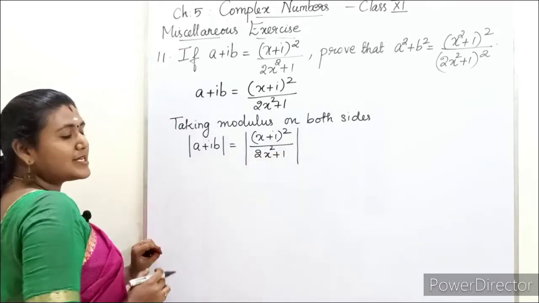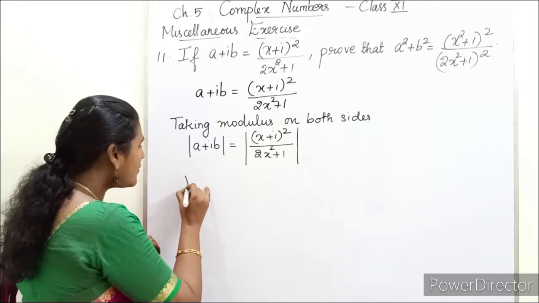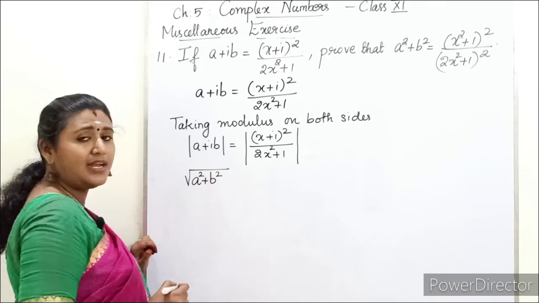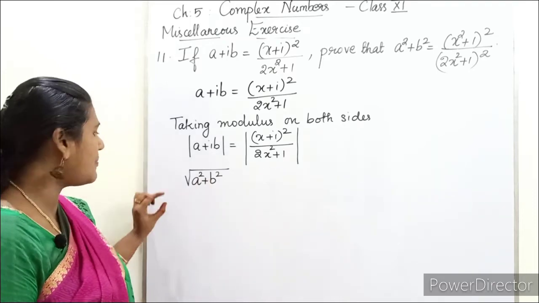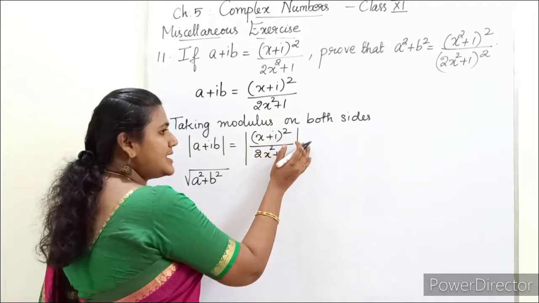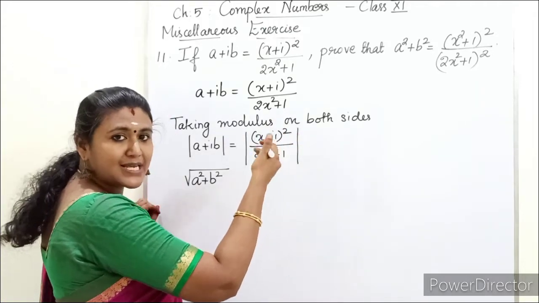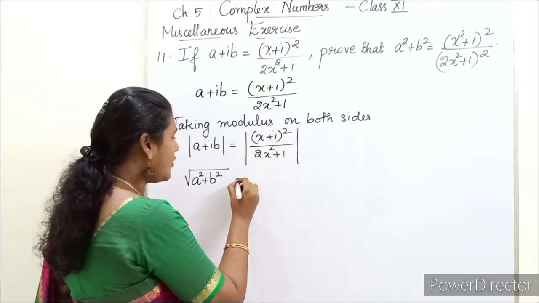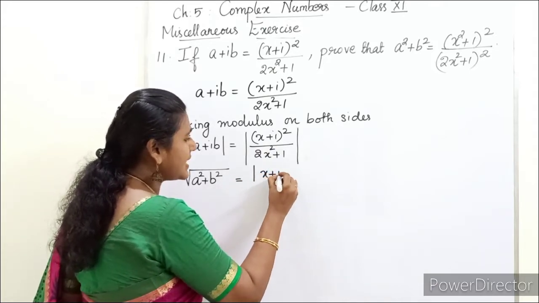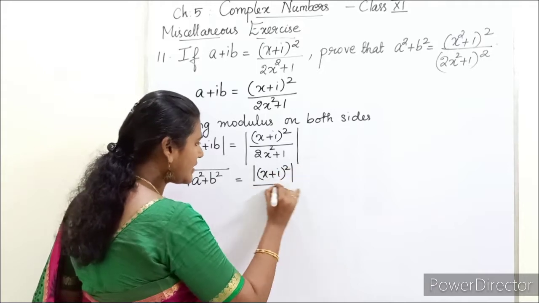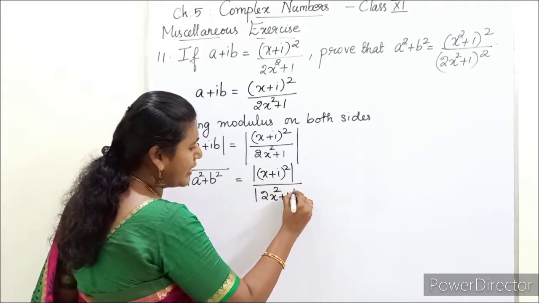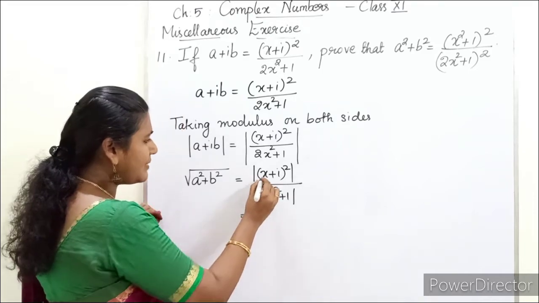Now what is the modulus of a plus ib? Root of a square plus b square. You know the formula for how to find the modulus of a complex number: root of a square plus b square is the answer. And on the right side we will take modulus values separately for both numerator and denominator. So this we can write as modulus of (x plus i) the whole square divided by modulus of 2x square plus 1.